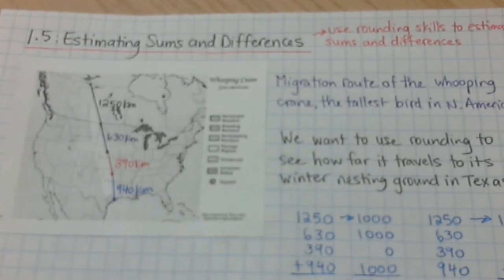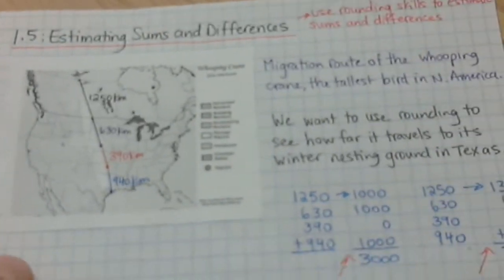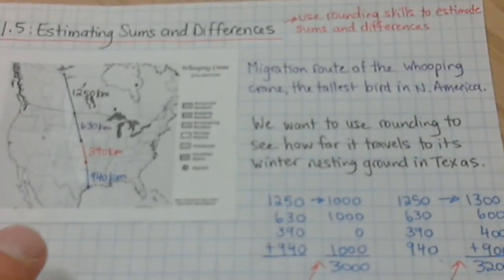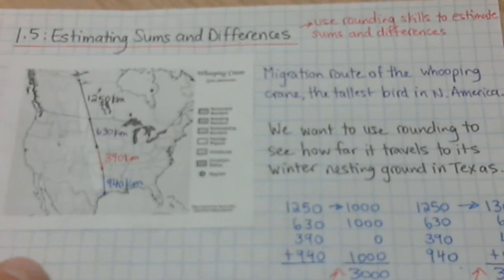Today we're going to be looking at estimating sums and differences first. You can see there's a map on the page here. Our goal for today is to use rounding skills to be able to estimate sums and differences. Sums just means you use adding, differences means you use subtracting.